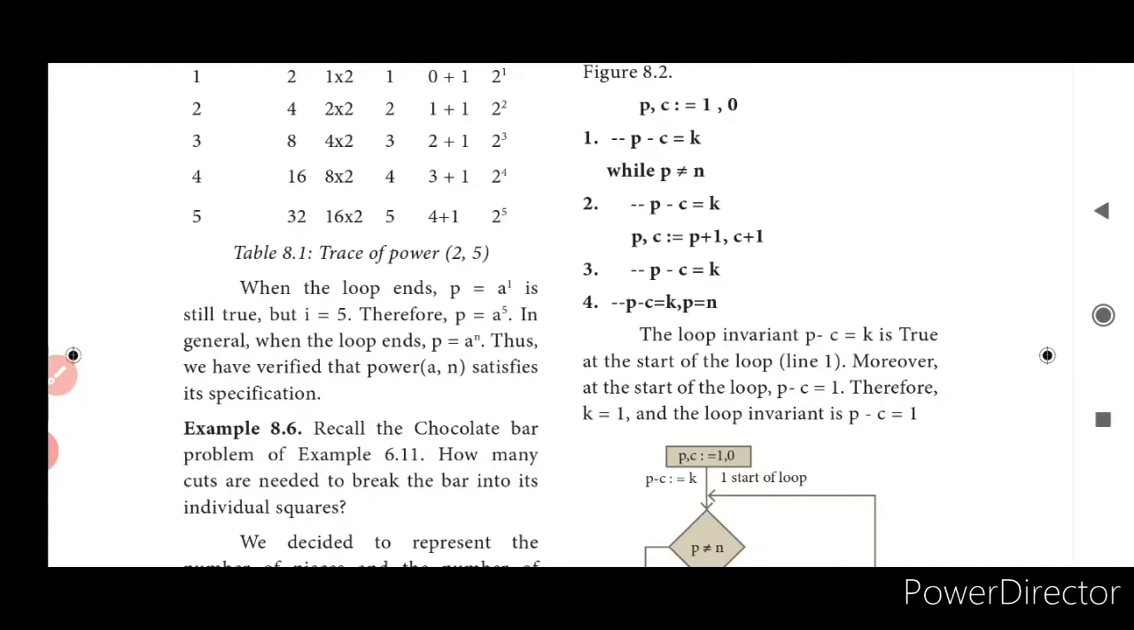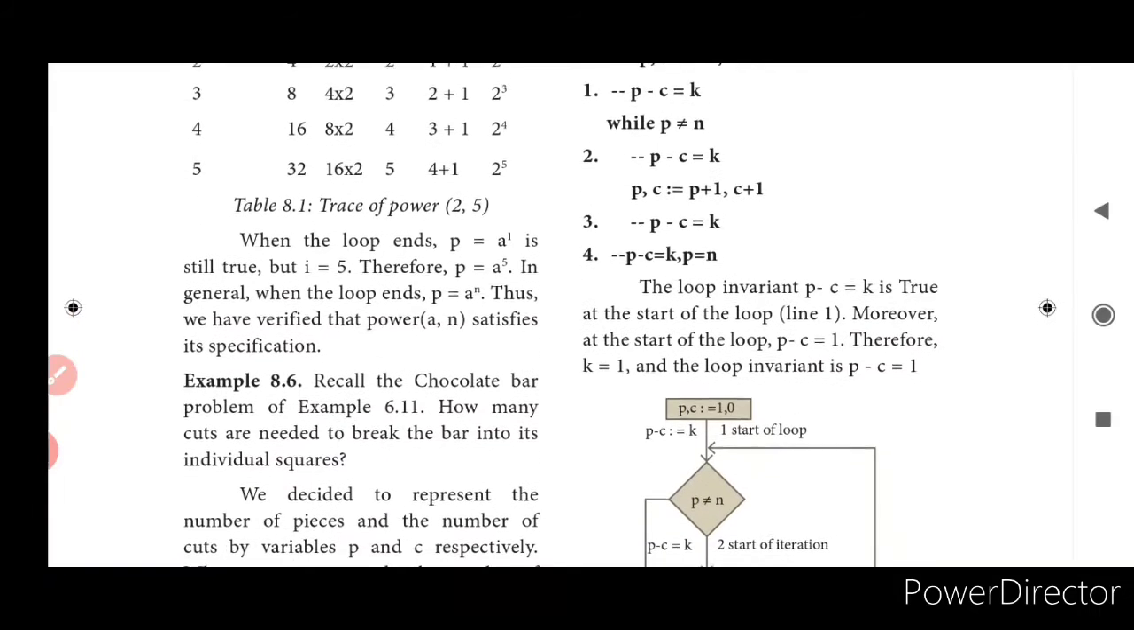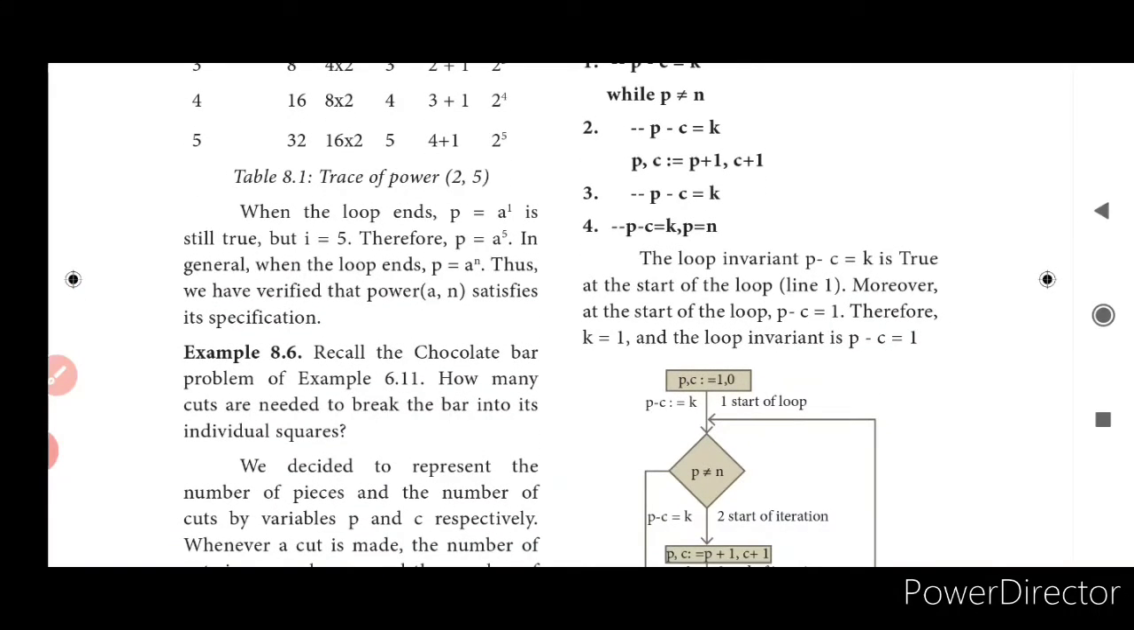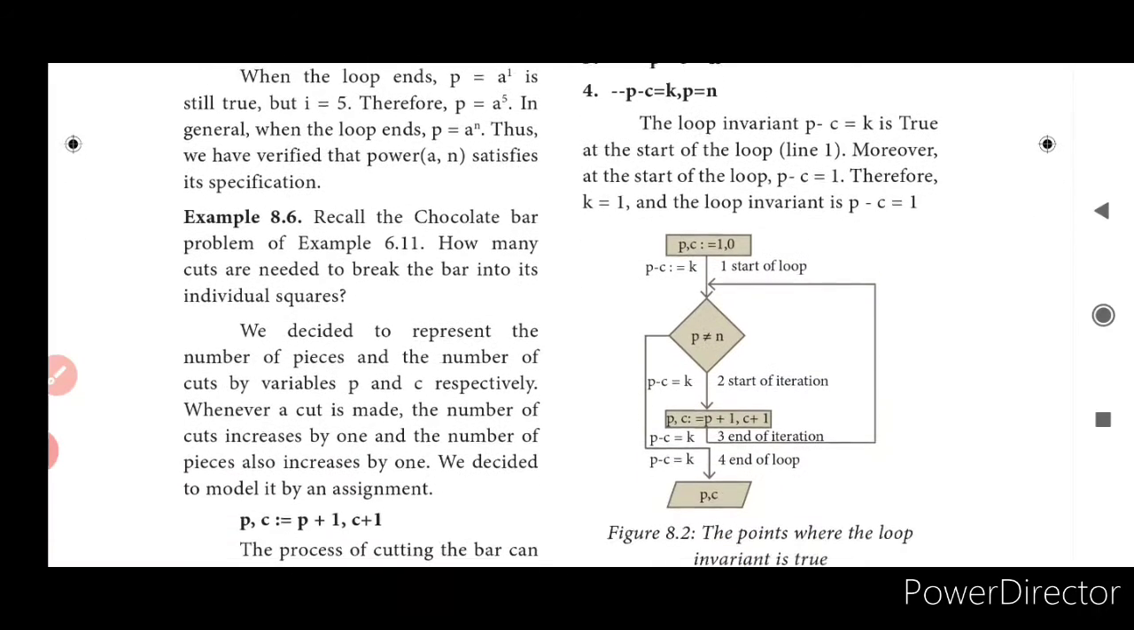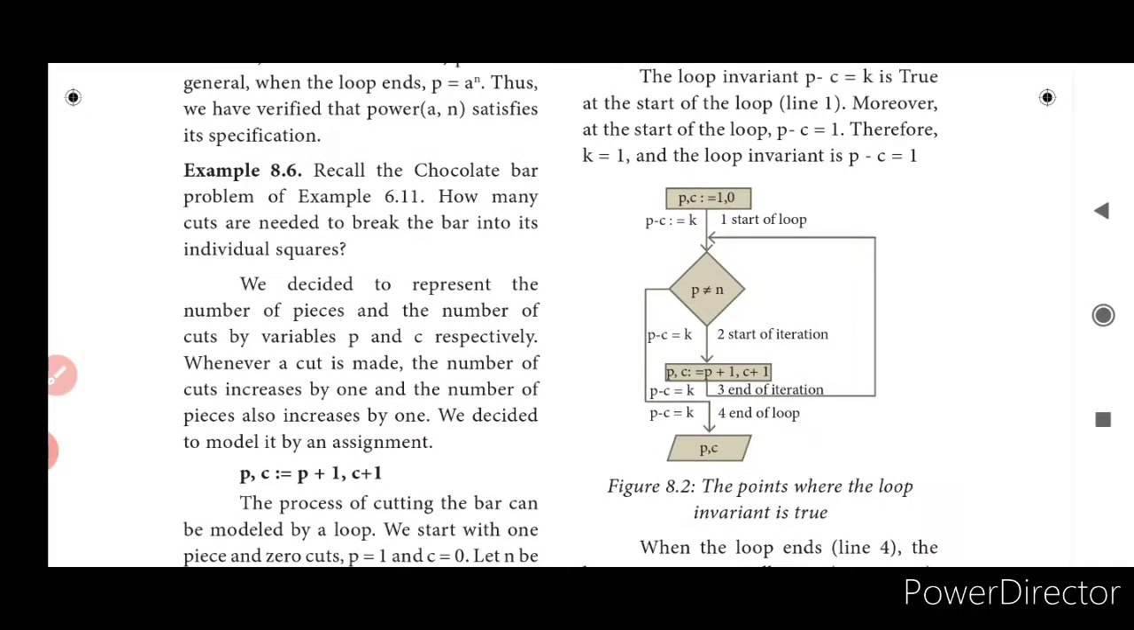Moreover, at the start what happens? P minus C will be equal to 1. Therefore, K is equal to 1. And the loop invariant will be P minus C is equal to what? 1. Yes, isn't it? C is equal to 0, P is equal to 1. So P minus C is obviously 1. And at the end of the loop also, it is going to be the same.